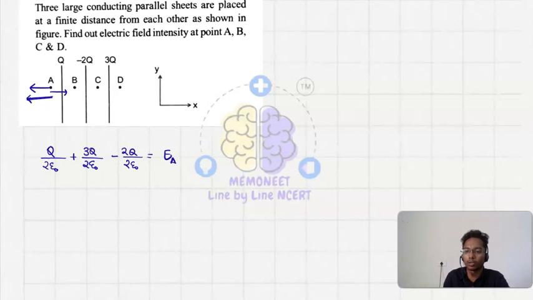Likewise, you can calculate for B. Let's say I am telling you B. What will be the answer for B? For B, the electric field for the Q charge is in this direction, for the minus 2Q charge it will be in this direction, and for the 3Q charge it will be in this direction. So what we can write: Q upon 2 epsilon naught plus 2Q upon 2 epsilon naught minus 3Q upon 2 epsilon naught. This will be the electric field for point B.